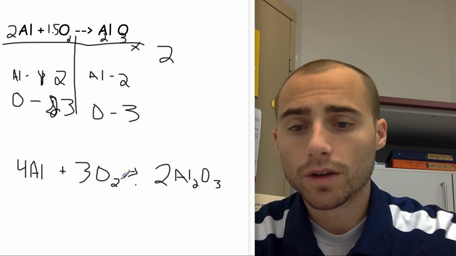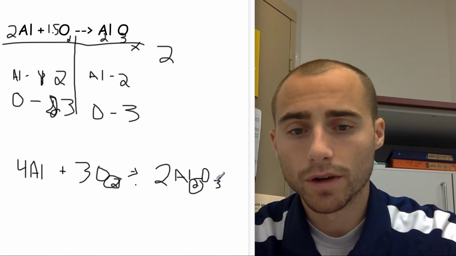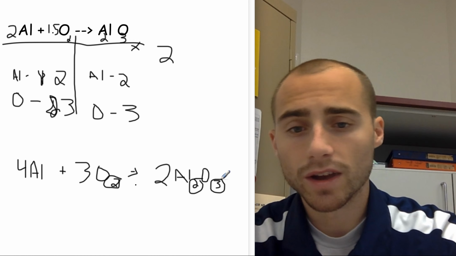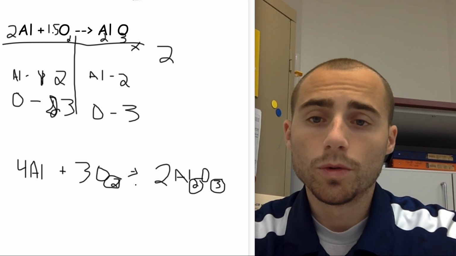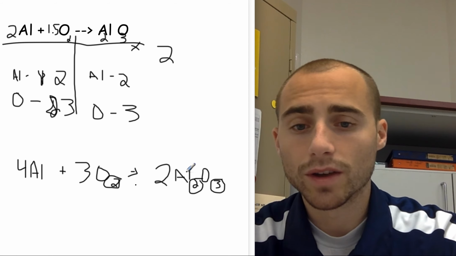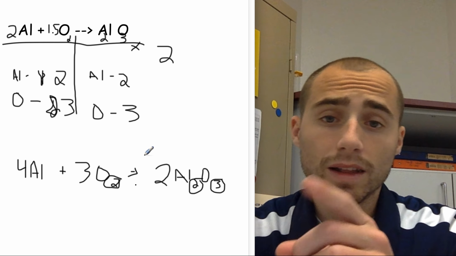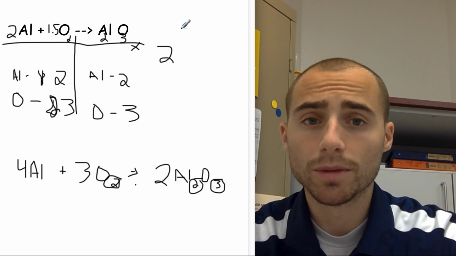Other important note, these subscripts right here never change. Never, ever, ever change them. You only change the coefficients. The subscripts never change, and you can never break up aluminum and oxygen. That always stays together. All you're changing is the coefficients. That was example number 1, you can look at example number 2 next.